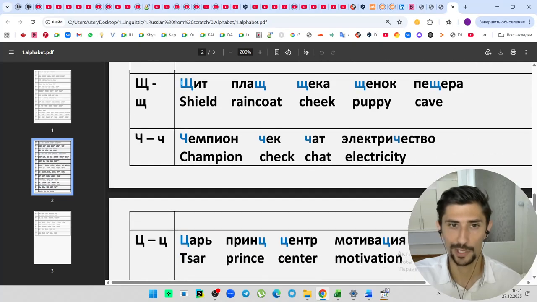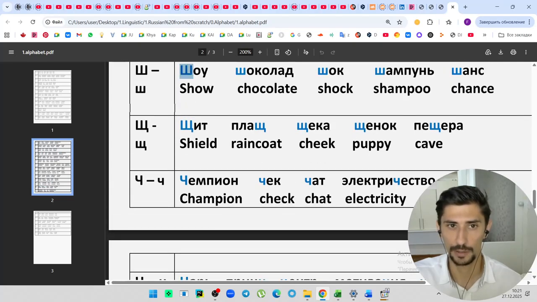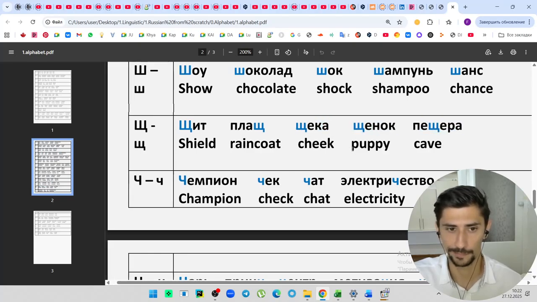Next letter is pronounced like Sh. It's like Sh. And this one is like Sh, more softly. Sheep, shield, yeah, sheep. Plush. As you can see, all these words do not exist in English, but I had to find some words with this letter. So sheet, плащ, щека, щенок, пещера.